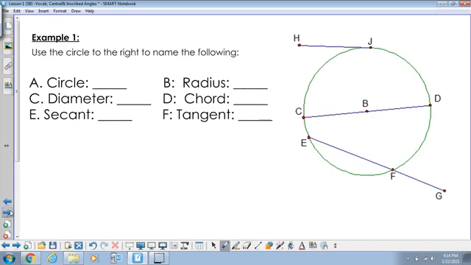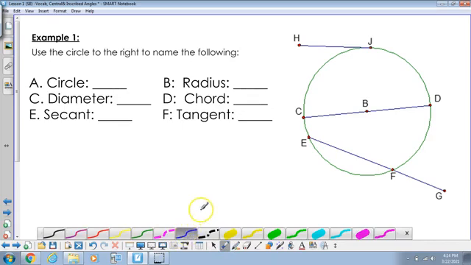Okay, take a moment here and see if you can use the circle to name, how do we name the circle? Name a radius, a diameter, a chord, a secant, and a tangent. I encourage you to pause the video, think those through, and then resume it to see if your answers match what we have here.